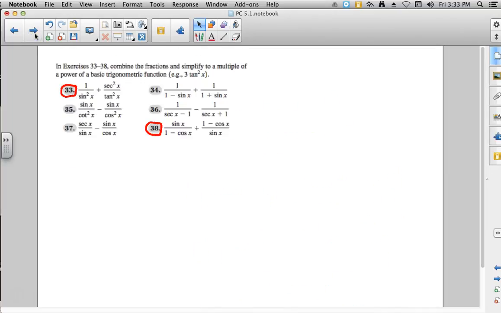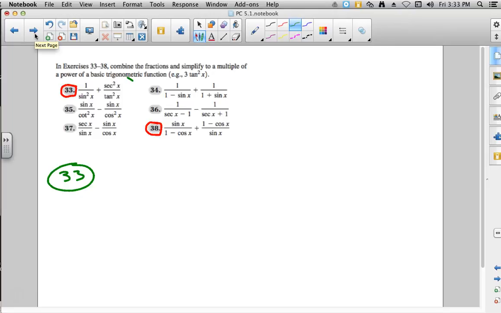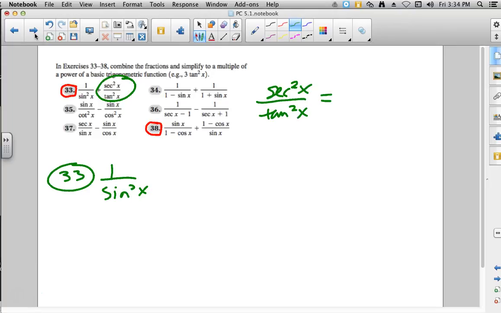Number 33. Okay, I went after this one a couple of different ways, and I just found it was so much easier to just simplify this fraction first before you do anything else. Otherwise, this gets really, really messy. So secant squared of x over tangent squared of x. And I'm thinking, well, secant is 1 over cosine, and tangent is sine over cosine, so maybe something good will come from investigating that relationship.